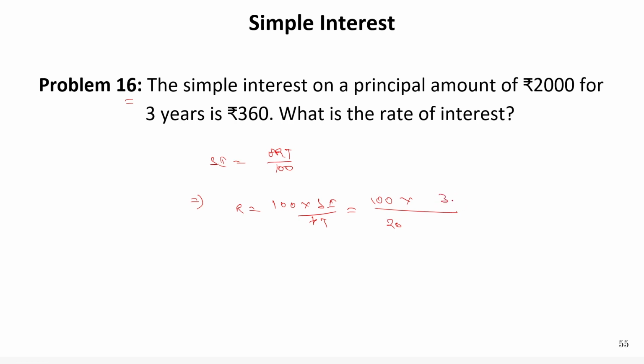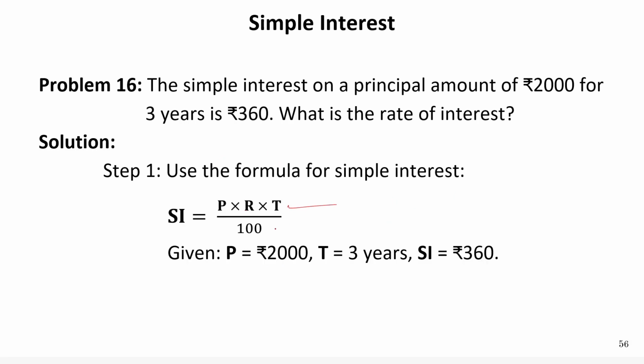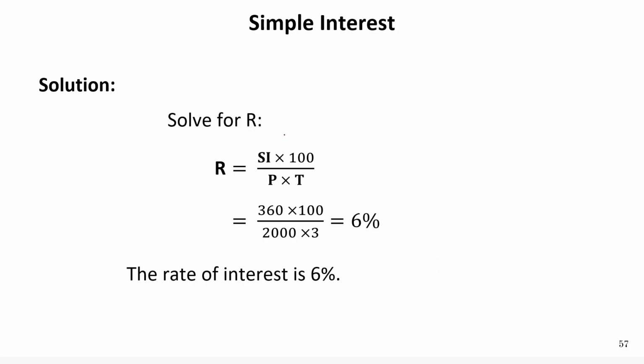Then simple interest was 360 and the principal amount was 2000. So SI is equal to PRT by 100, with P equal to 2000, T equal to 3, SI equal to 360. So solving for R is equal to SI into 100 whole by PT, which is 360 into 100 whole by 2000 into 3, that is equal to 6%. So the interest rate is 6% only.